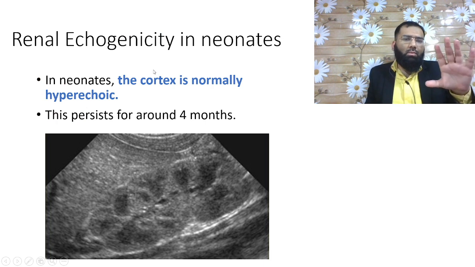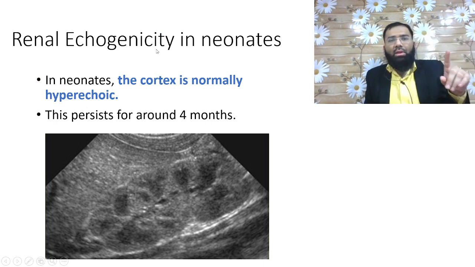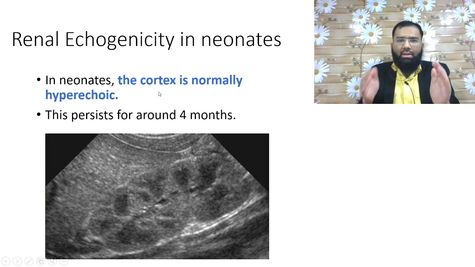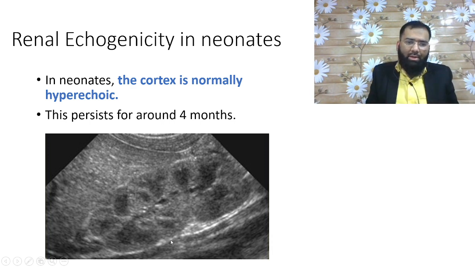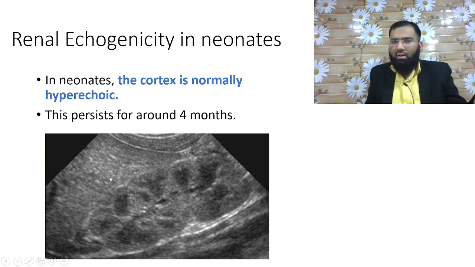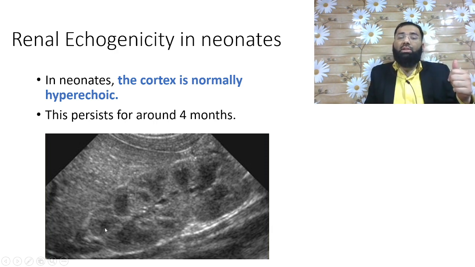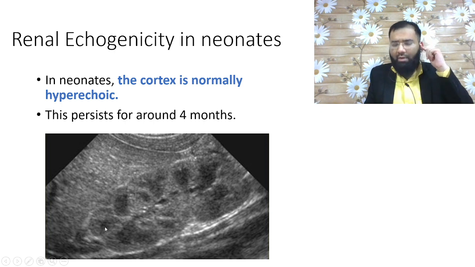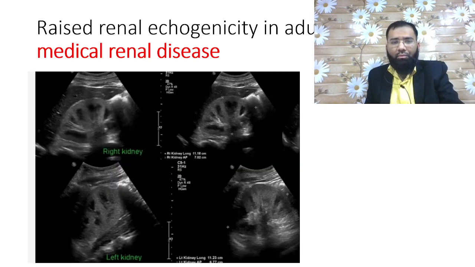So renal, now there is one exception to this. In neonates, you will find that the renal cortex is normally hyperechoic. So you look at this image, this is the renal cortex, which is almost appearing isoechoic to that of the liver, but that is normal. So in neonates, the hyperechoic cortex may persist for 3 to 4 months. After 4 months, it normalizes to that of adults.